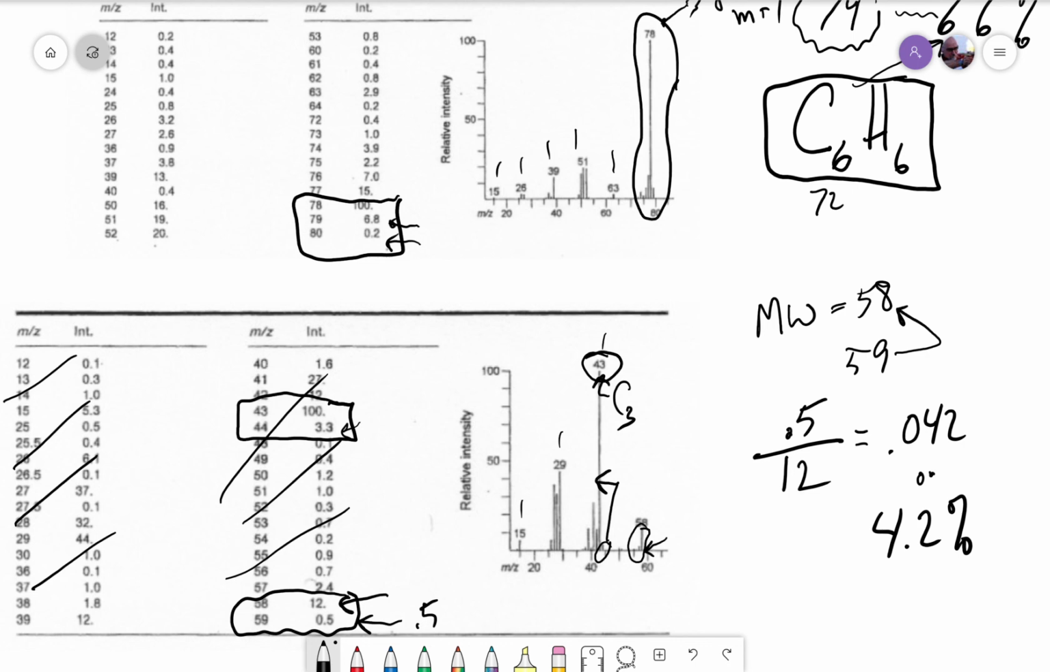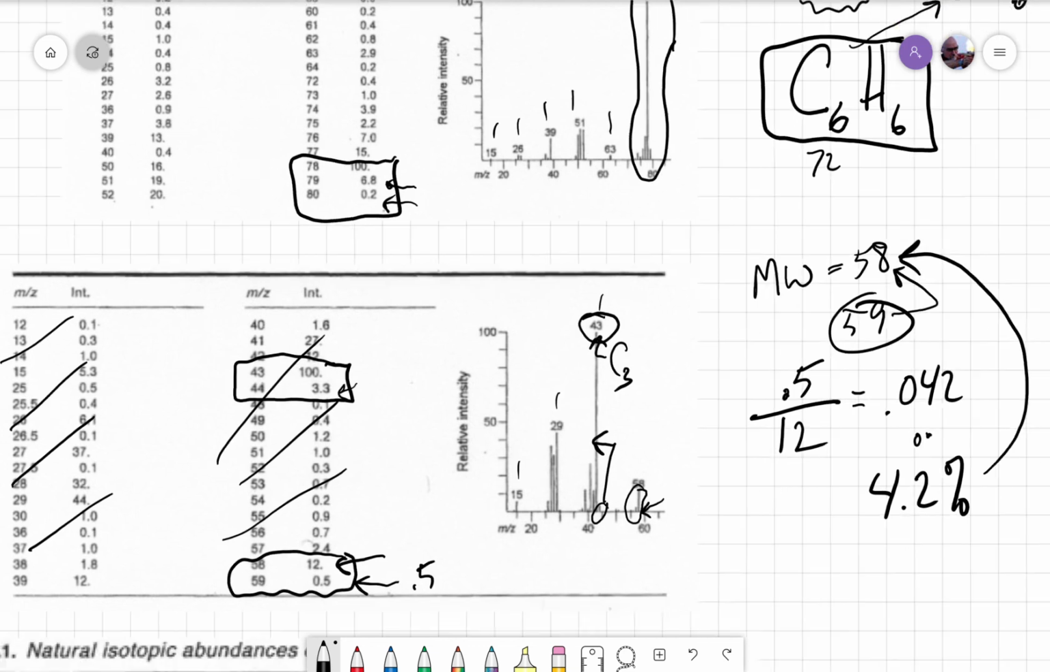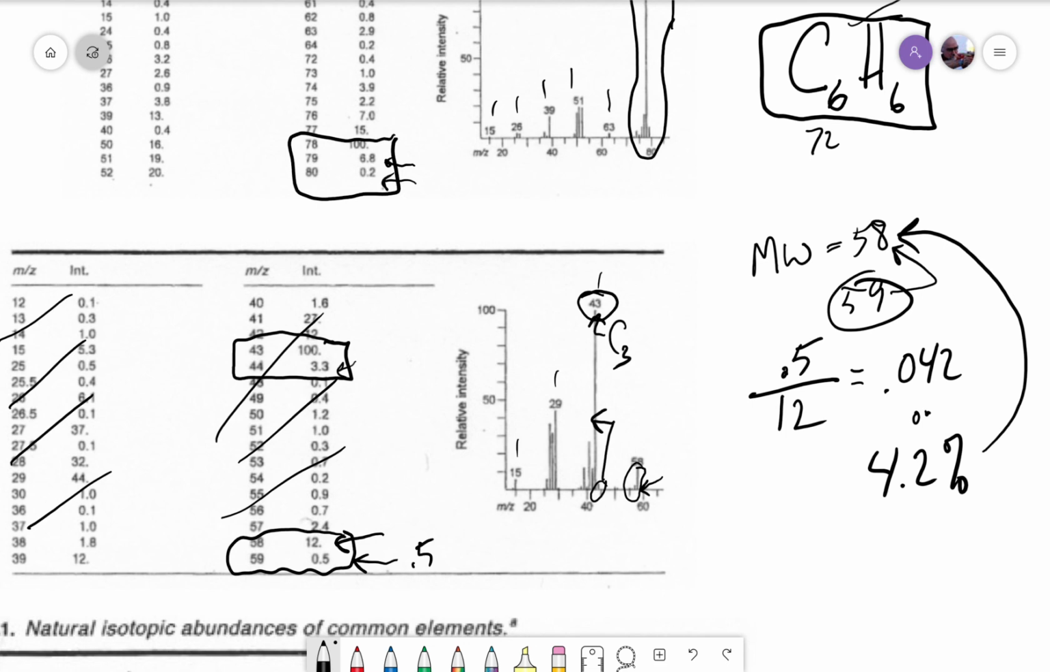This peak at 59 is 4.2% as big as that is 58. That suggests that the peak at 58 has 4 carbons due to the C13 peak at 59. That makes this compound C4H10, based on the C13 peak at 59.